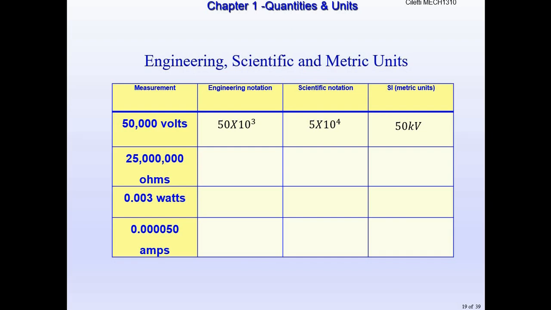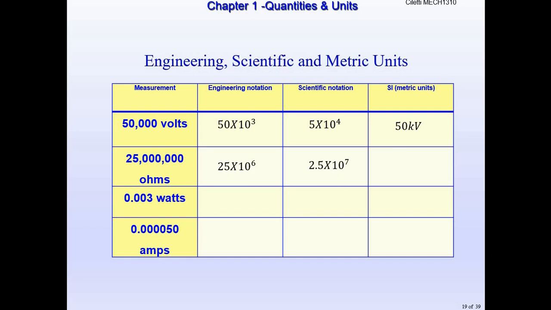All right, next we have 25 million ohms. In engineering notation, 25 is acceptable. We have to move that decimal place 6 places, so we should get 25 times 10 to the 6th. For scientific notation, the digit has to be between 1 and 9, so we have to move the decimal 7 places, so we're going to get 2.5 times 10 to the 7th.